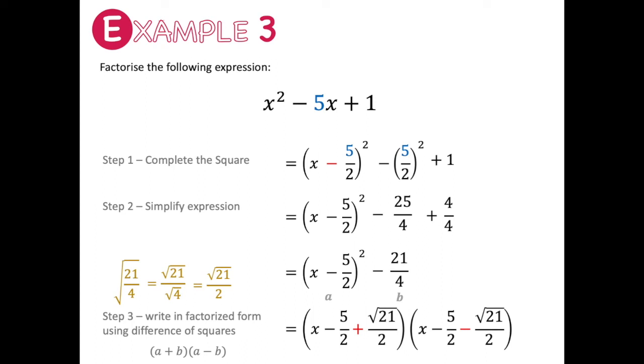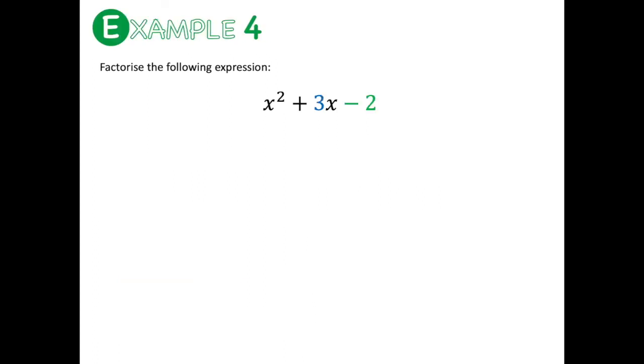So let's have a look at a fourth example. Again, our b value is going to be an odd number. So we want to factorize the expression x squared plus 3x subtract 2. So we'll start off by completing the square, and it is going to be x plus 3 divided by 2 in brackets squared, minus 3 divided by 2 in brackets squared, and then minus 2 onto the end.